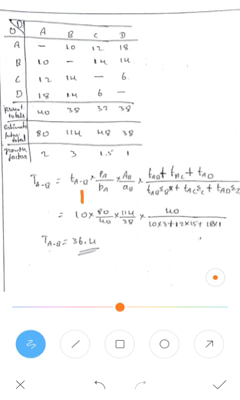Write down 10. Next is capital PA divided by small pa, so that is 80 divided by 40. Write it as it is. Next is capital A divided by small a. You take this one, 114 divided by 38.